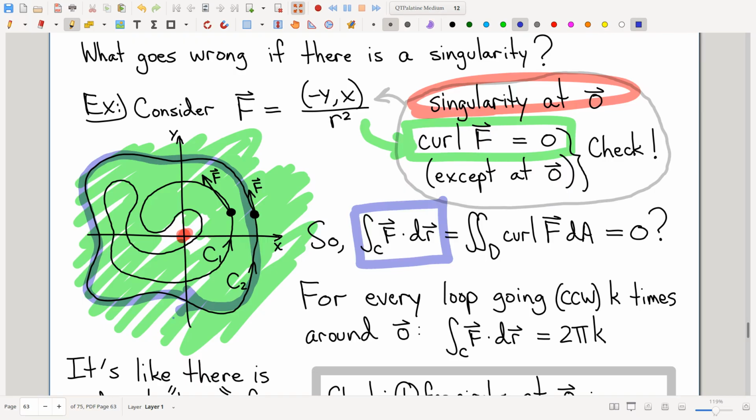Well, it seems like it wouldn't make that much of a difference, and if that's the case, we're integrating a bunch of zeros here, it would seem, and you would maybe kind of expect that the answer would be 0. And that's, as it turns out, wrong. Green's theorem does not apply here. Green's theorem is very delicate. Green's theorem doesn't apply at all if there is a singularity. It just doesn't work. And I can show you why it doesn't work.